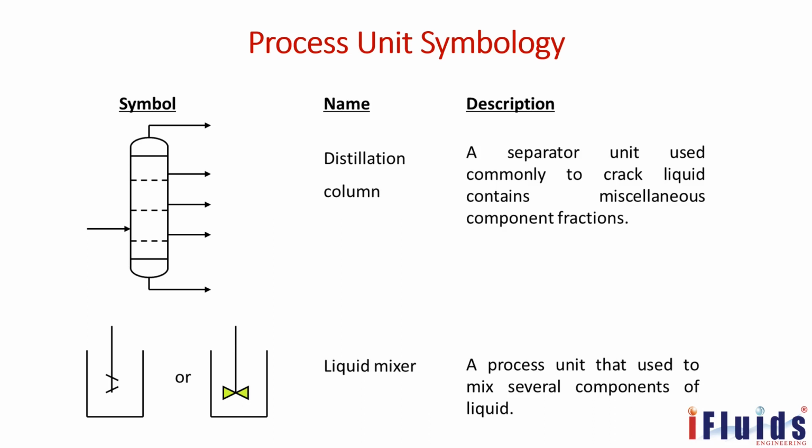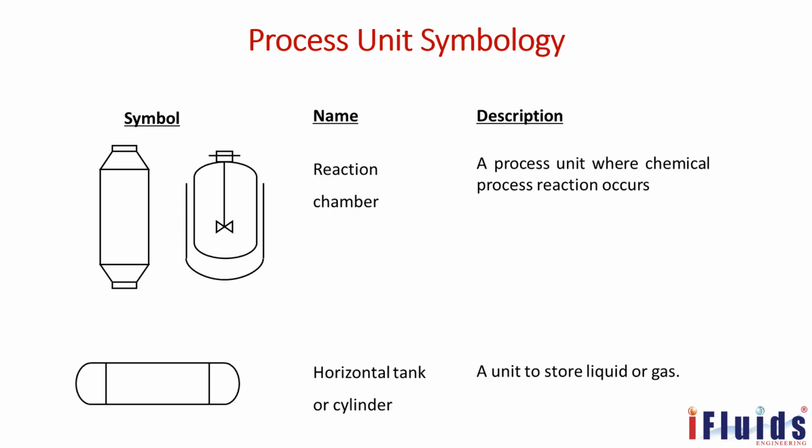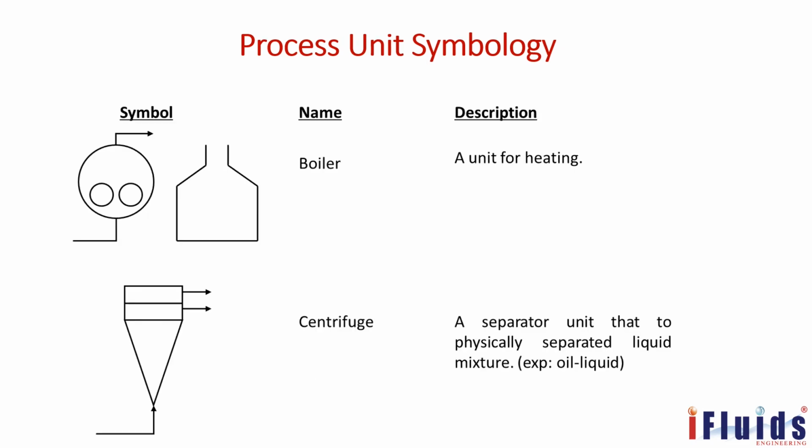The difference between the first one and the second one is that the first has only one blade. The other one has different levels, different blades to mix the liquid. Then this is a reactor chamber. Different types of chambers are there. Then horizontal tank or cylinder. These are the symbols we are going to use in the PFD.